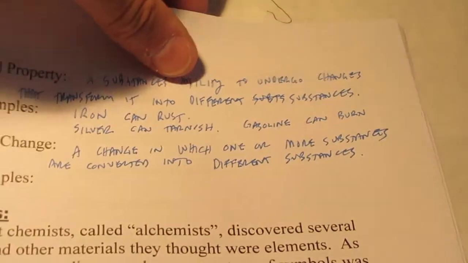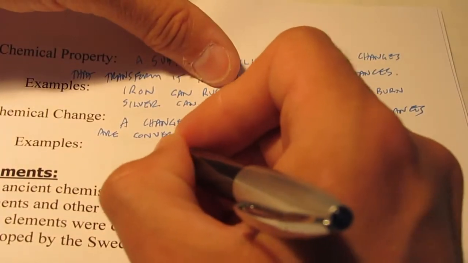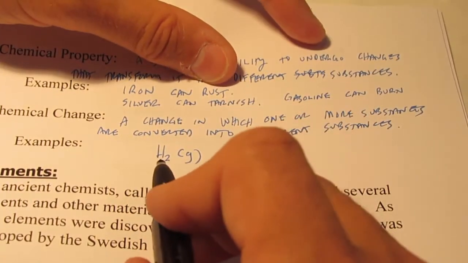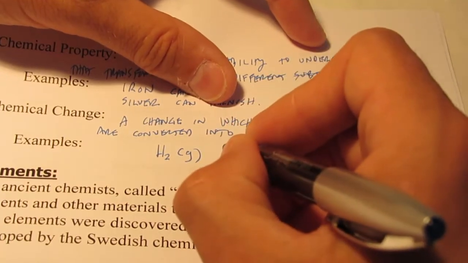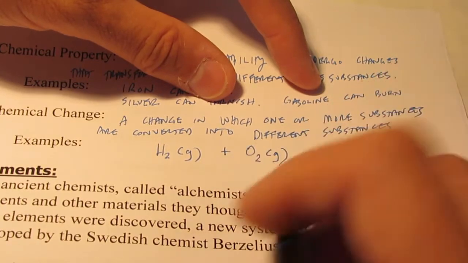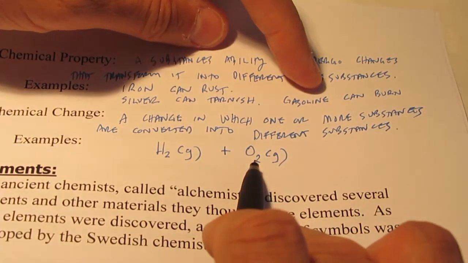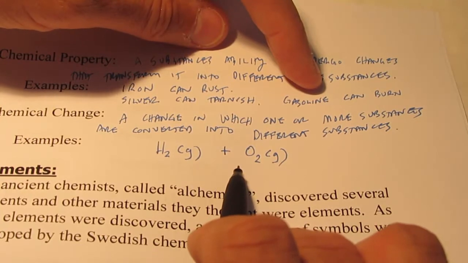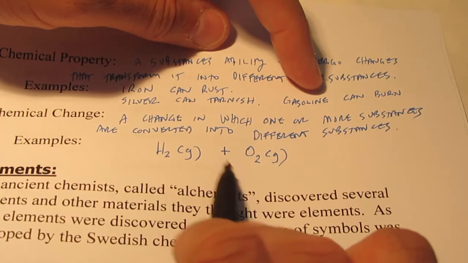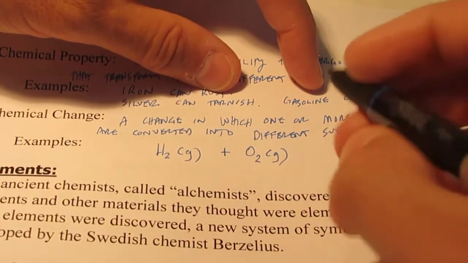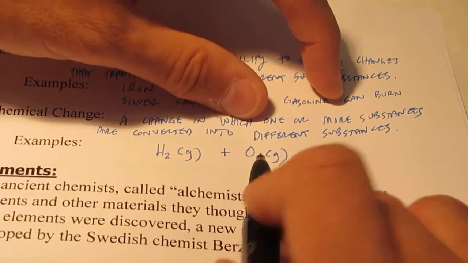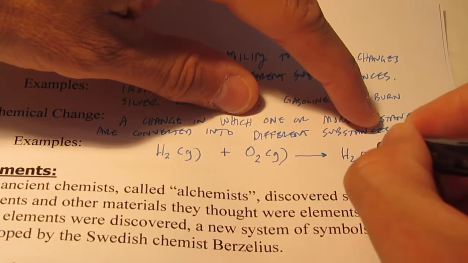Let me give you a pretty simple example. Let's say I take hydrogen gas. That little G in parentheses means that we have the gaseous form of hydrogen. And I chemically react it with oxygen gas. Now, if I were to mix these two together, I would have hydrogen and oxygen gas mixed together. It would be a nice homogeneous mixture. However, if I react them together, I can actually change their properties from the properties of hydrogen and oxygen gas, and I can make water vapor.